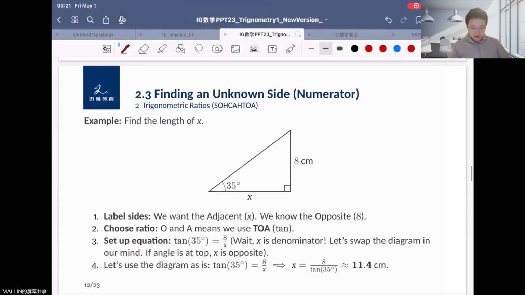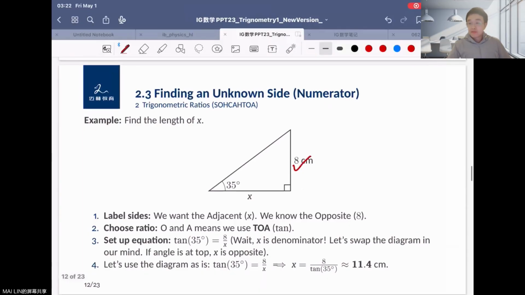For example, here is a problem asking you to find the length of x. Here 8 centimeters is the opposite side of the 35-degree angle, and the length x is the adjacent side. So we know opposite and adjacent. We can just draw it out. That is opposite over adjacent, which is tangent 35 degrees.